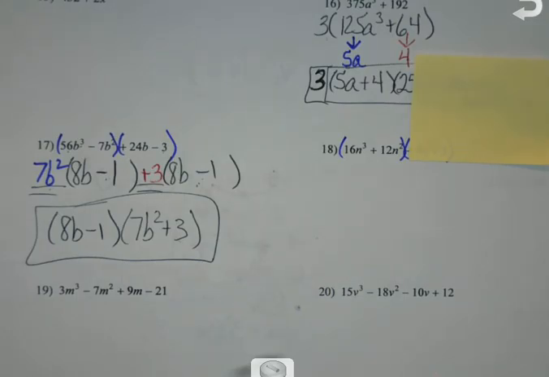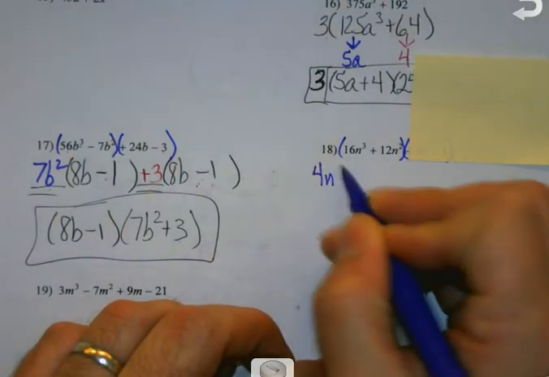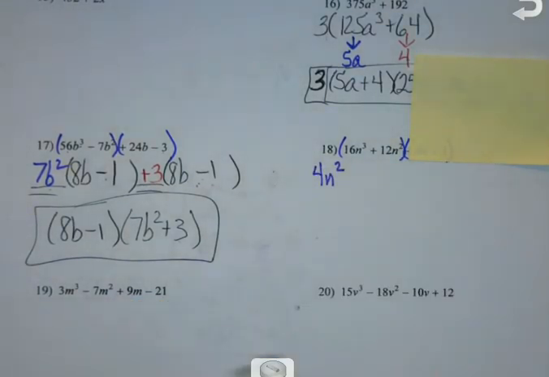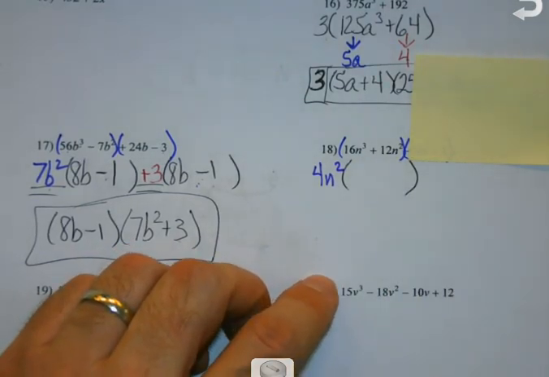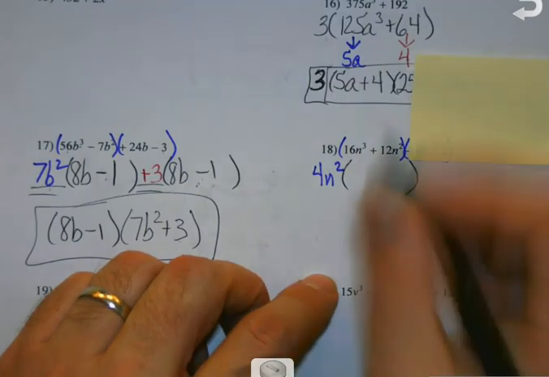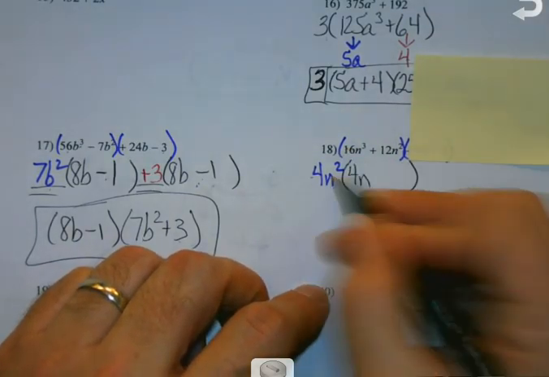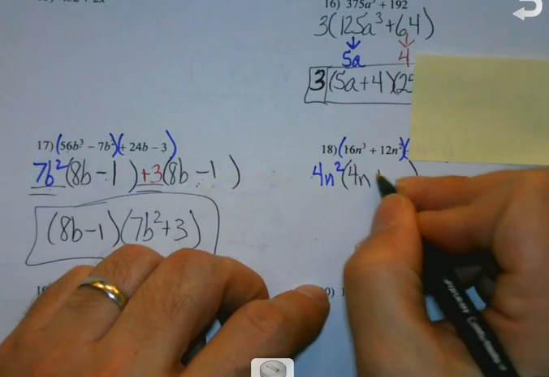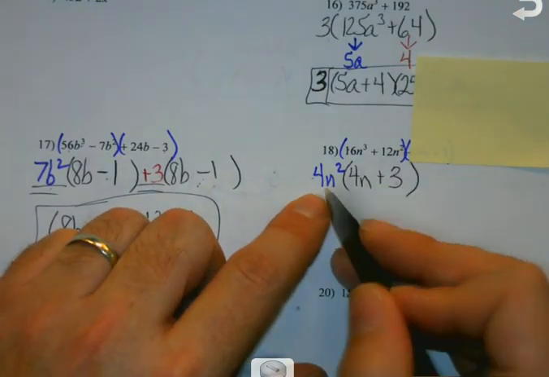4n squared. So, what does that leave me in the parentheses? Okay, 4n, 4 times 4 is 16, n squared times n is n to the third, plus 3, because 3 times 4 is 12, and I already have the n squared part.